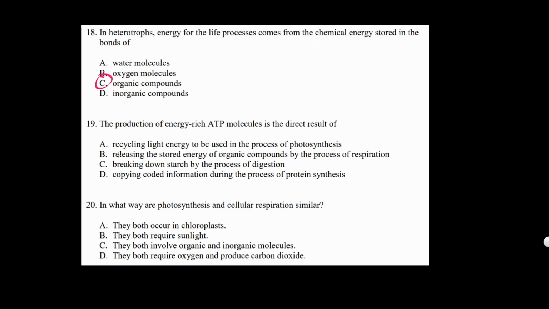Number 19, it says the production of energy-rich ATP molecules. So how do you make ATP molecules? It's the direct result of cellular respiration. When we break down food, we get ATP. That's what cellular respiration is. Let me see. Recycling light energy? No way. Releasing the stored energy of organic compounds, that's glucose, by the process of respiration. B sounds perfect. Let's move on.